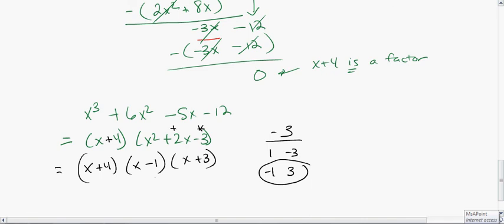These two new factors, could I keep going with the x minus 1? Well, I'm subtracting, but x is not squared, so I'm done with the x minus 1. X plus 3, I'm adding. I don't have cubes, so I think I am done. So f of x factored is x plus 4 times x minus 1 times x plus 3. I factored it completely. Yay, there's my answer.